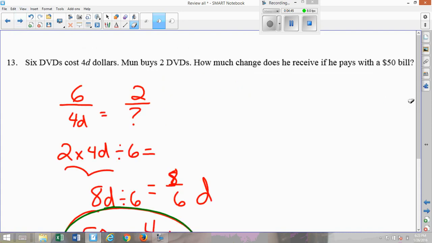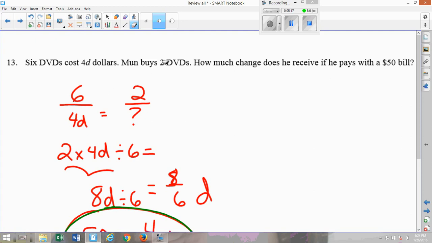6 DVDs cost $4D. Mun buys 2 DVDs. How much change does he receive if he pays with a $50 bill? Well, first we got to figure out how much he's paying. Okay, so we have 6 DVDs per $4D, or 6 DVDs per whatever dollars is how I look at it. Then we need to know that we're trying to get 2, so we're trying to figure out how many dollars that would be.